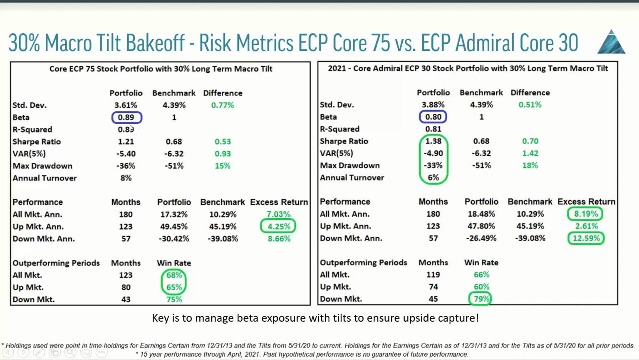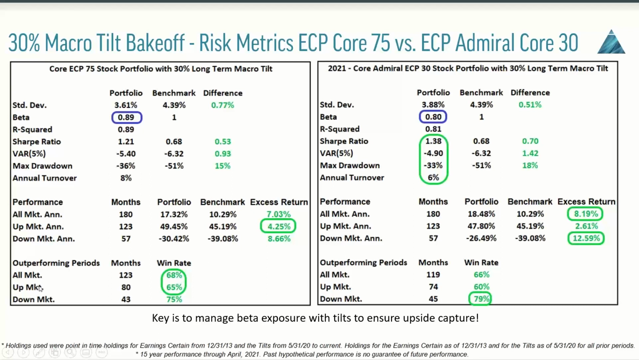This is interesting here, right? Because we've got a higher beta. The upmarket return for the 75 stock portfolio with that higher beta is actually a little bit higher, but look at how much more downside protection you're getting with the 30 stock portfolio, coming in at an excess return of 12.59%. And that again speaks to that lower beta and the fact that this Admiral 30 stock portfolio is just very, very defensive on the downside. So you're pulling an excess return of 12.59 over those 57 months. So outperforming in down markets, 45 months, 79% win rate.